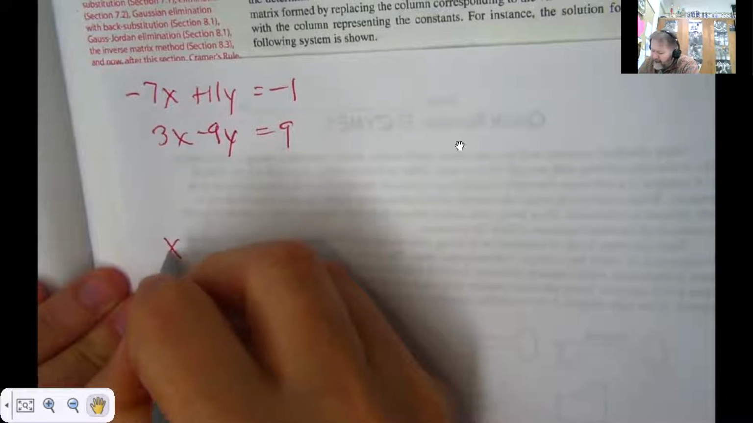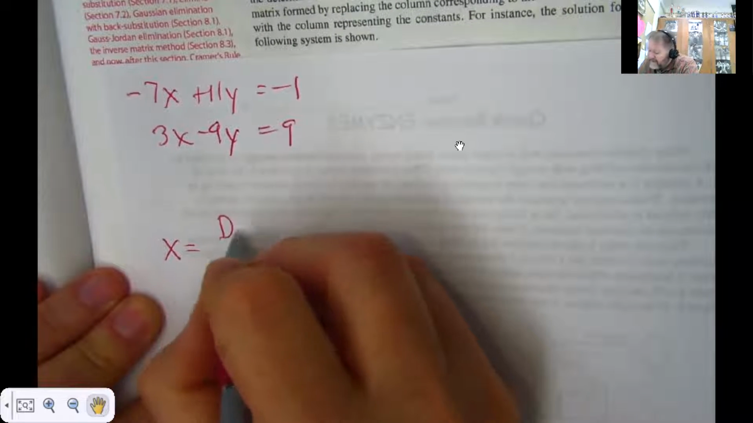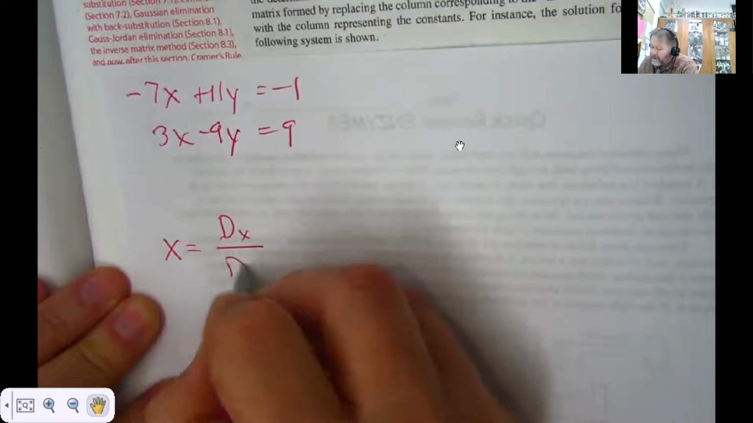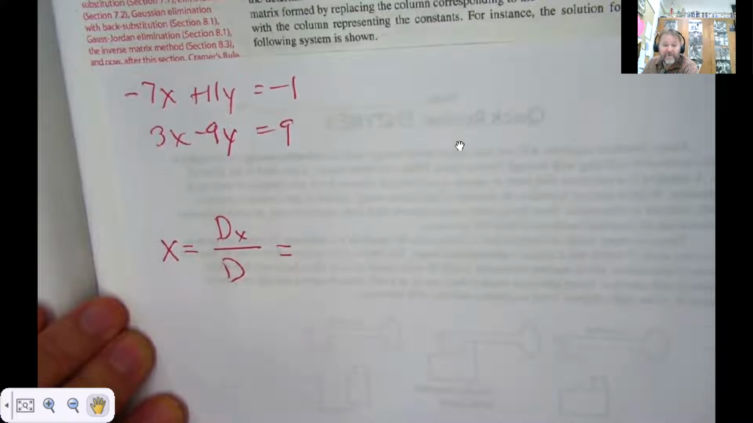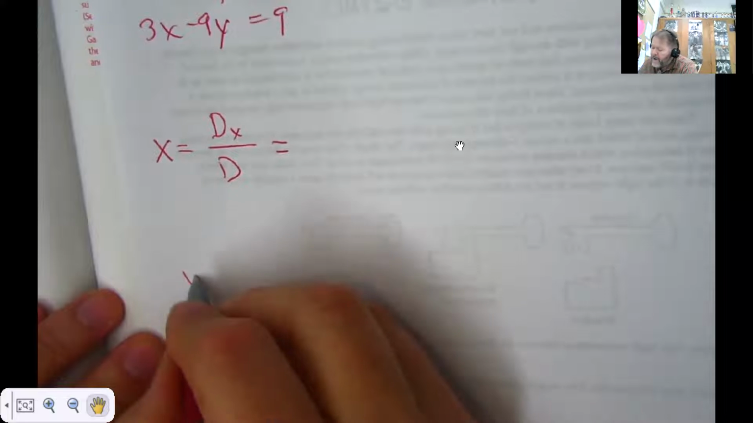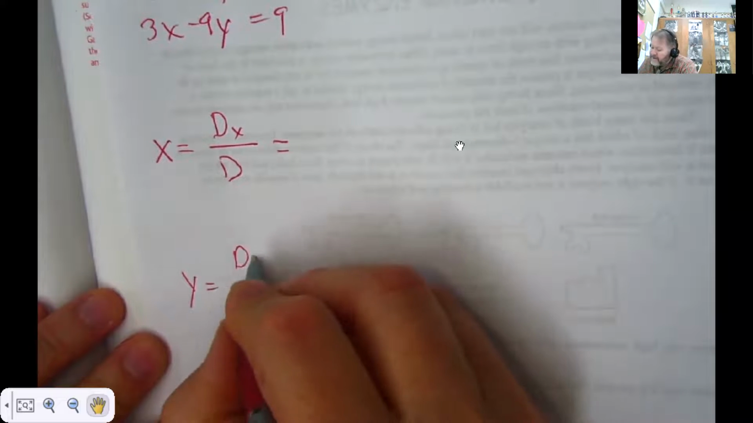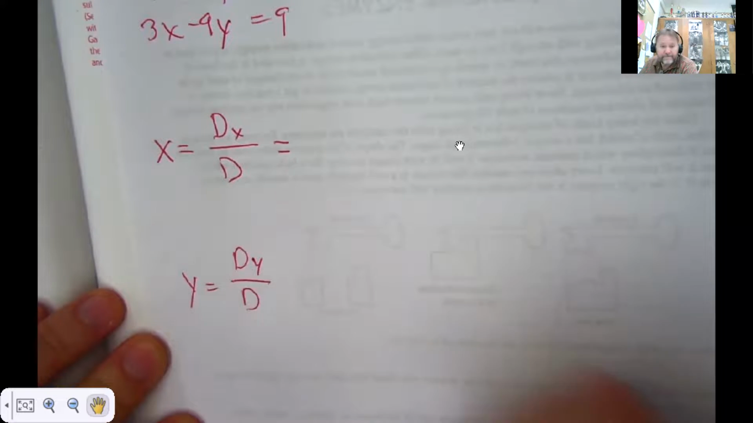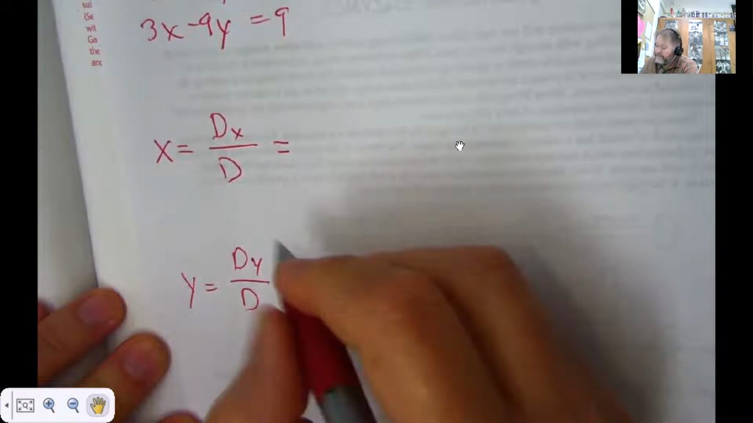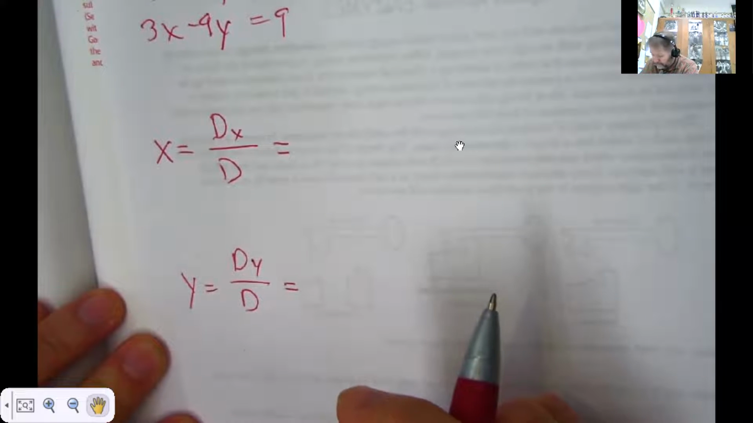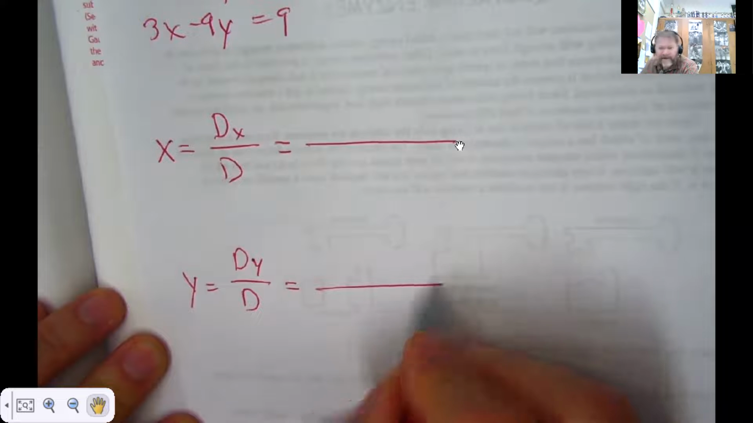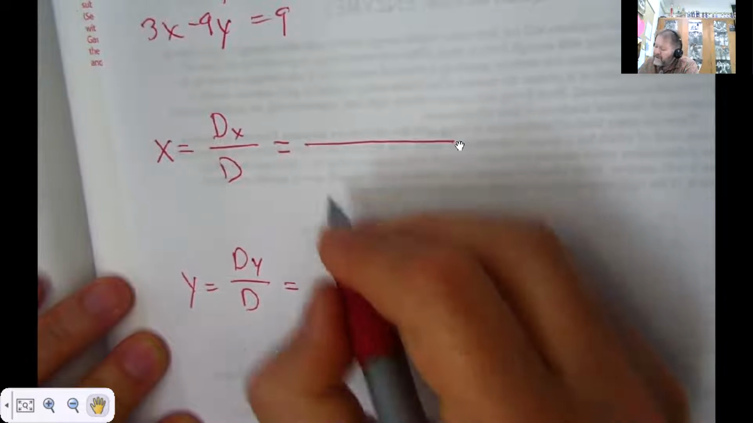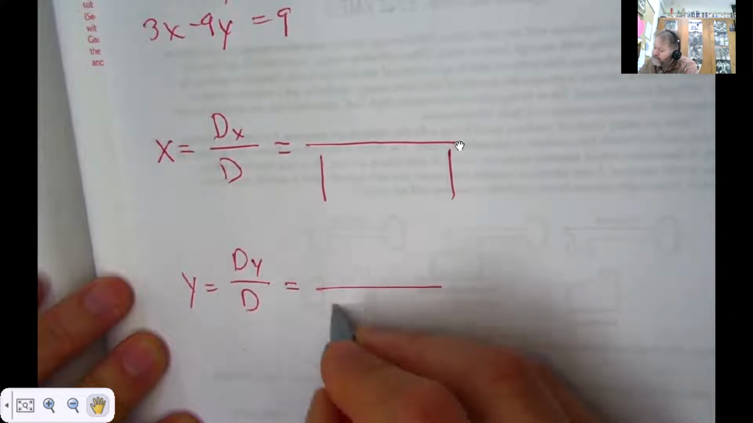In order to find x, we're going to have to find the determinant D sub x and divide it by the determinant D. And you go, what? I'll explain. And for y, we're going to find the determinant D sub y and divide it by D, the determinant D. Now let's talk about what D is. That's an easier one to find. They're both pretty easy. D is going to be the determinant of the coefficient matrix above.